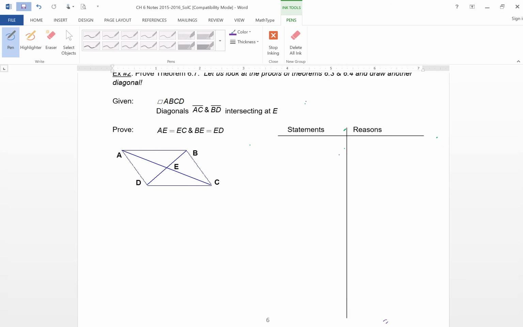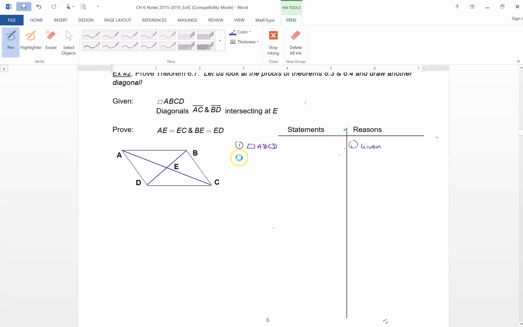Here we're going to prove theorem 6.7. Okay? So we're going to draw another diagonal. And we're given, in this case, parallelogram ABCD. That's the given. We have to prove that, you should write that too. We have to prove that AE is congruent to EC and BE to ED.